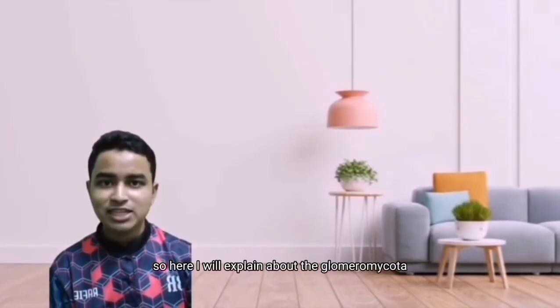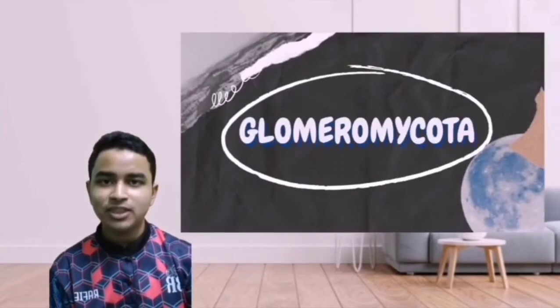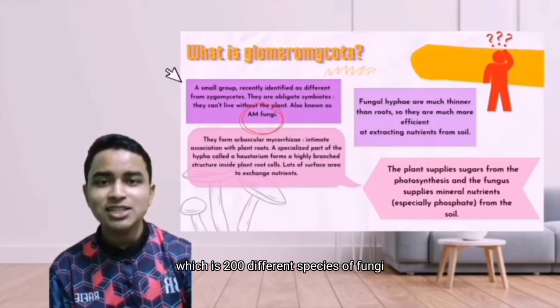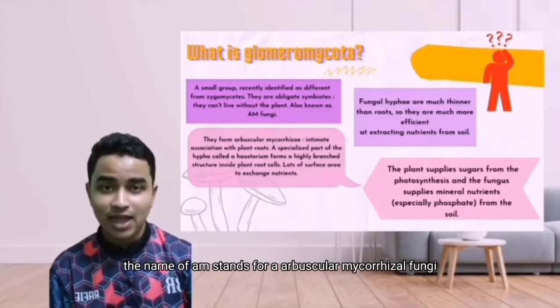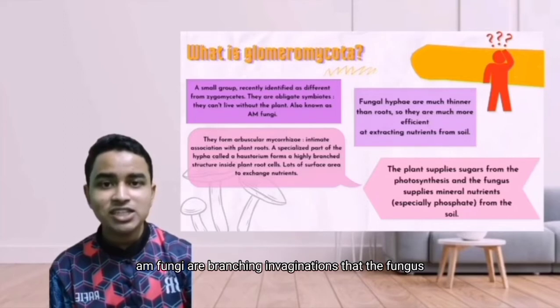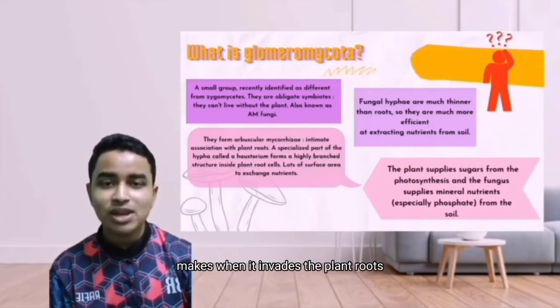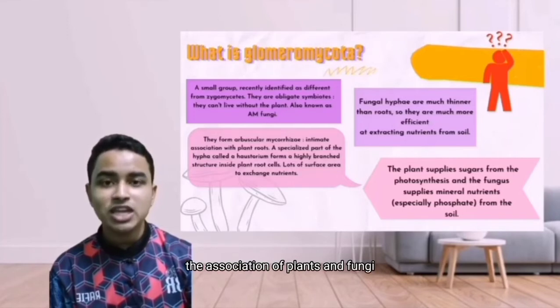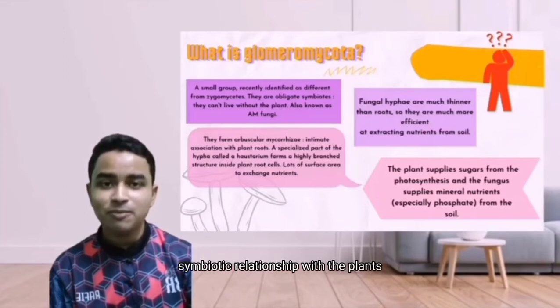So here, I will explain about the Glomeromycota. The Glomeromycota or AM fungi are a relatively small group of about 230 species of fungi. The name AM stands for arbuscular mycorrhizal fungi. Arbuscules are branching invaginations that the fungus makes when it invades the plant roots. Mycorrhizae are mutualistic associations of plants and fungi, and AM fungi are the most common fungi to form a symbiotic relationship with the plants.